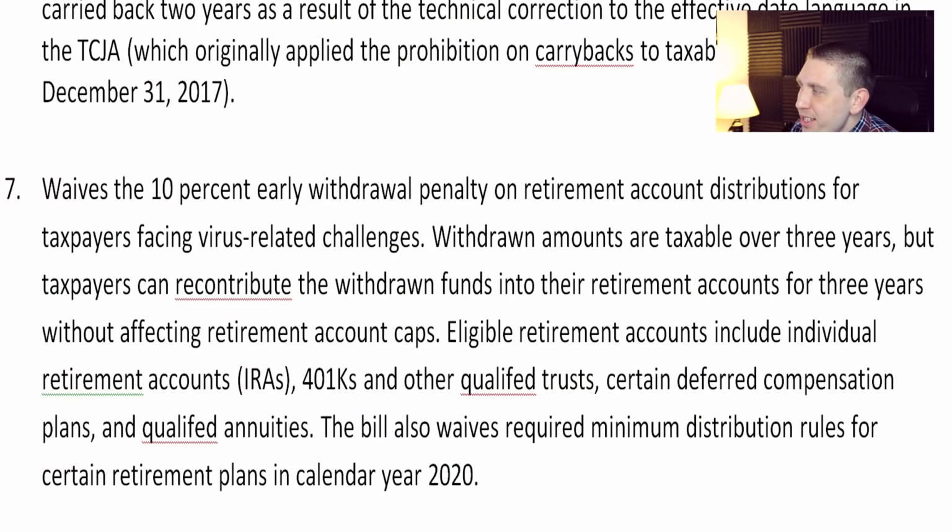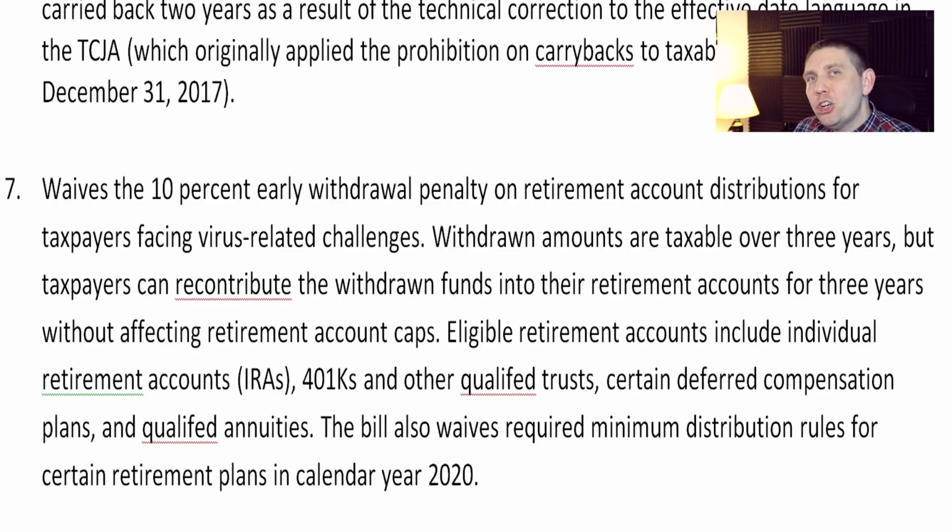And lastly, let's talk about coronavirus relief distributions from retirement accounts, such as your 401k, IRA, etc. And number 7 says waives the 10% early withdrawal penalty on retirement account distributions for taxpayers facing virus-related challenges. Withdrawal amounts are taxable over 3 years, but taxpayers can recontribute the withdrawn funds into their retirement accounts for 3 years without affecting retirement account caps. Eligible retirement accounts include individual retirement accounts like IRAs, 401ks, and other qualified trusts, certain deferred compensation plans, and qualified annuities. The bill also waives required minimum distribution rules for certain retirement plans for calendar year 2020.